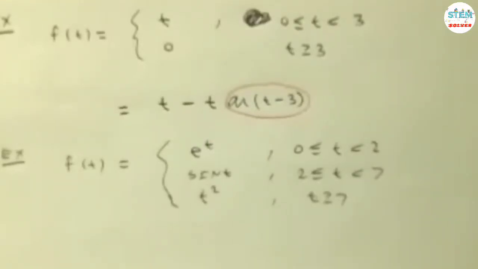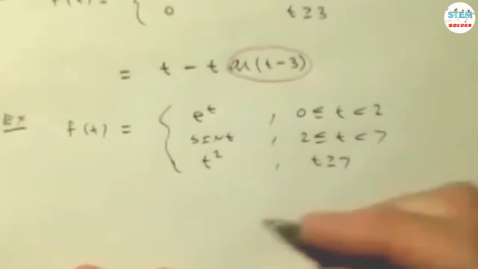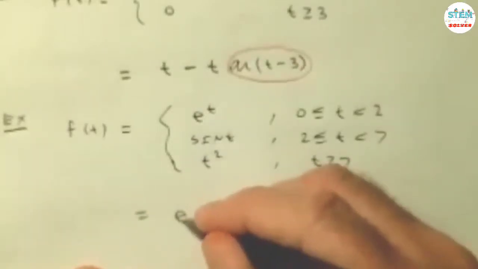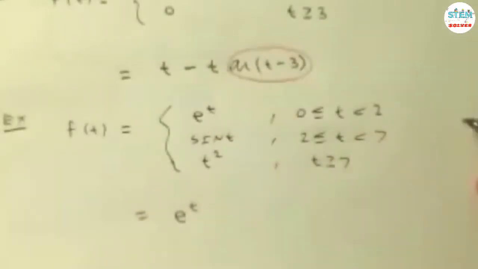What we want to do is write it in one line. We're going to use the unit step function idea. So we want to start off with e to the t. That's always easier. We're going to start off with whatever you have here, e to the t.